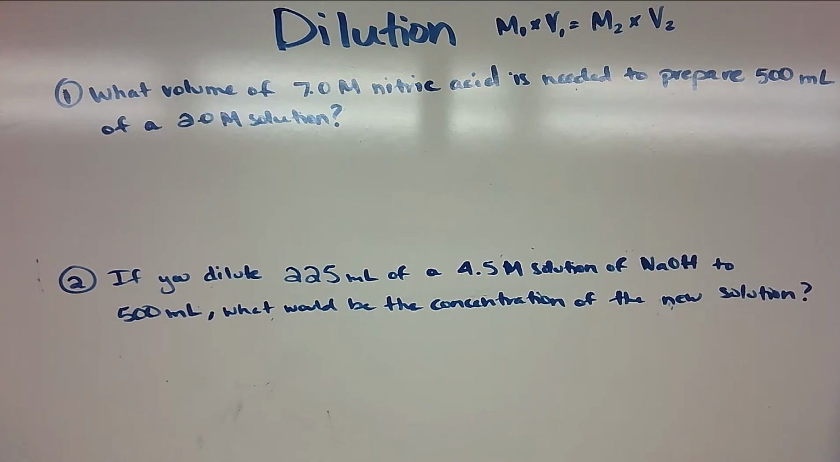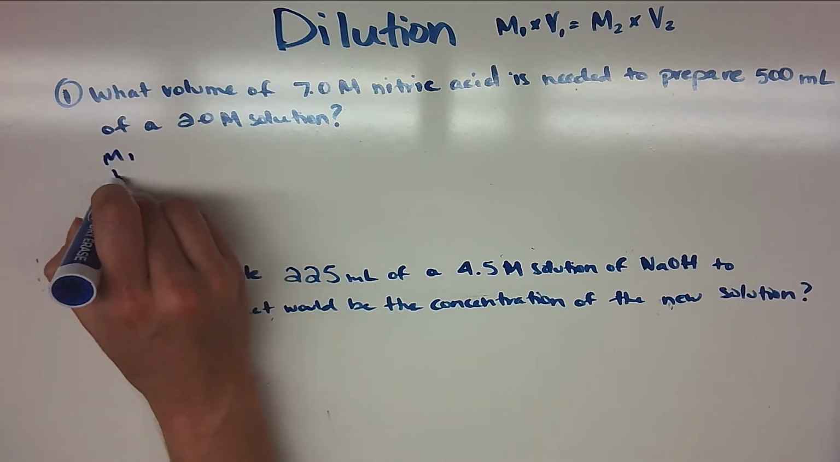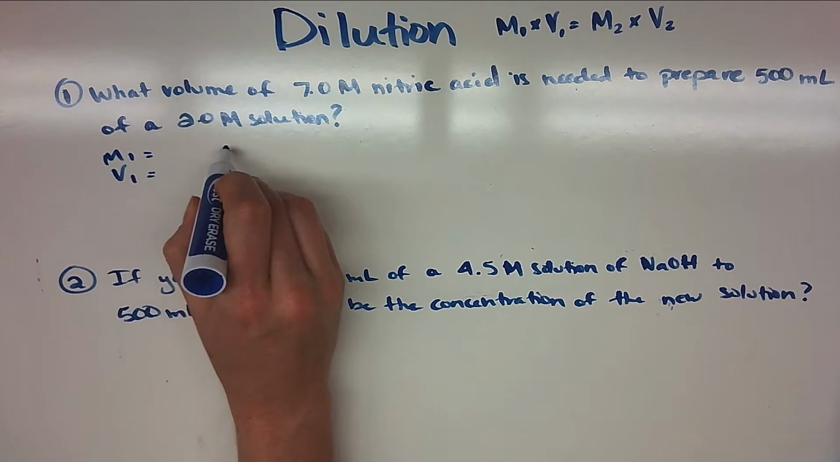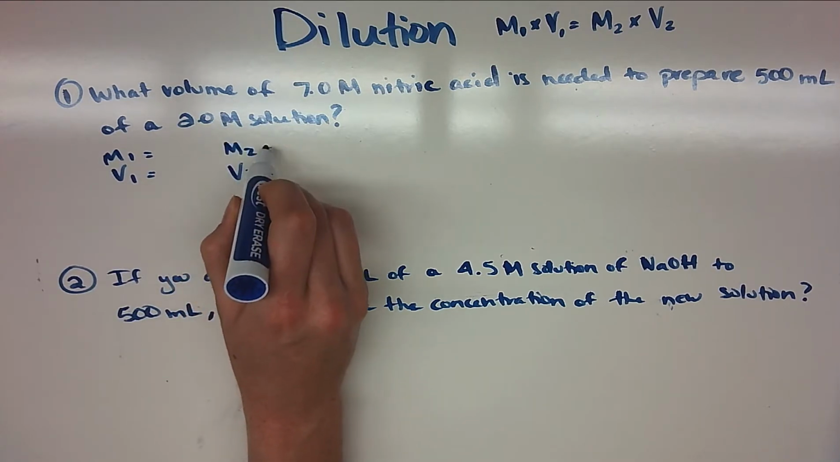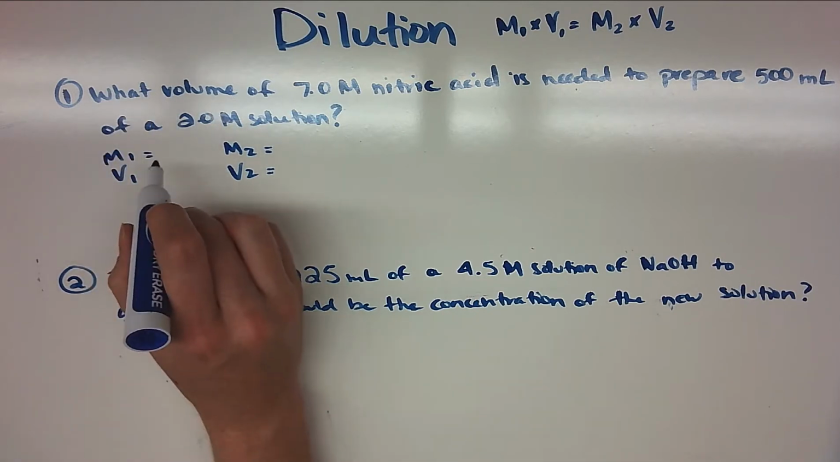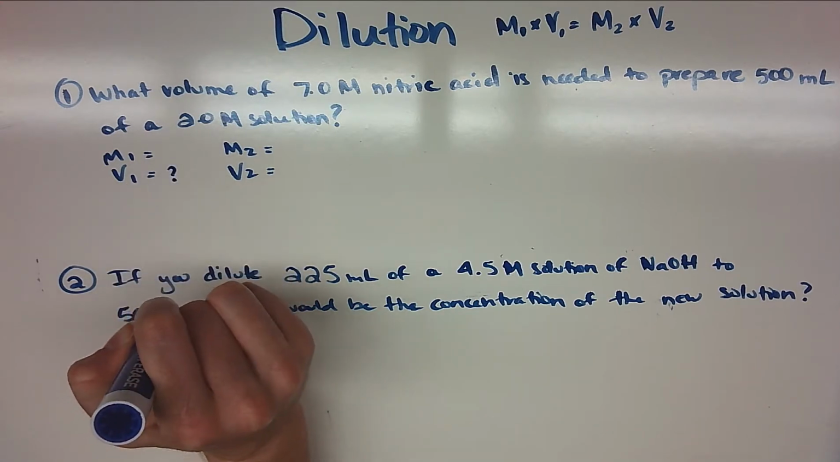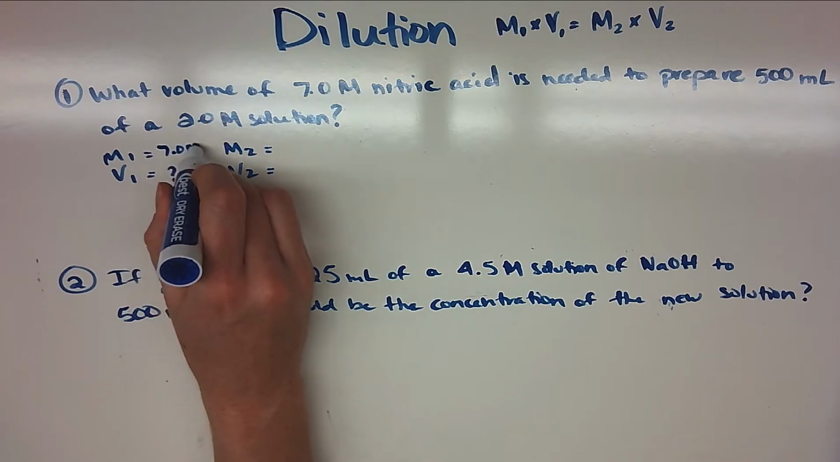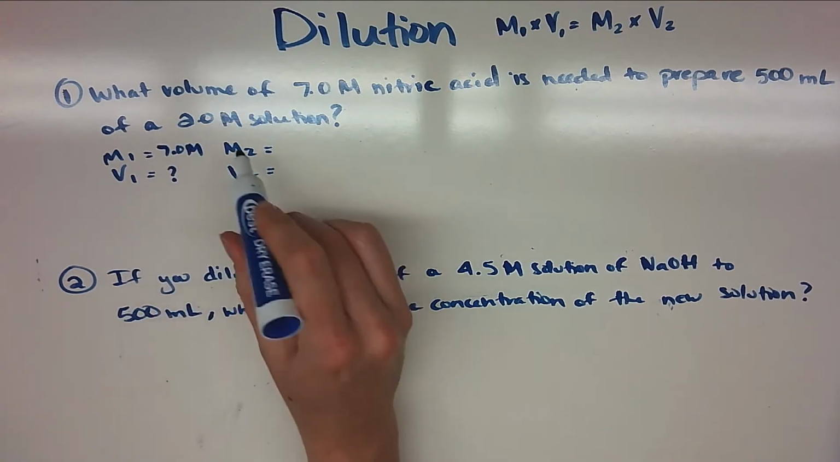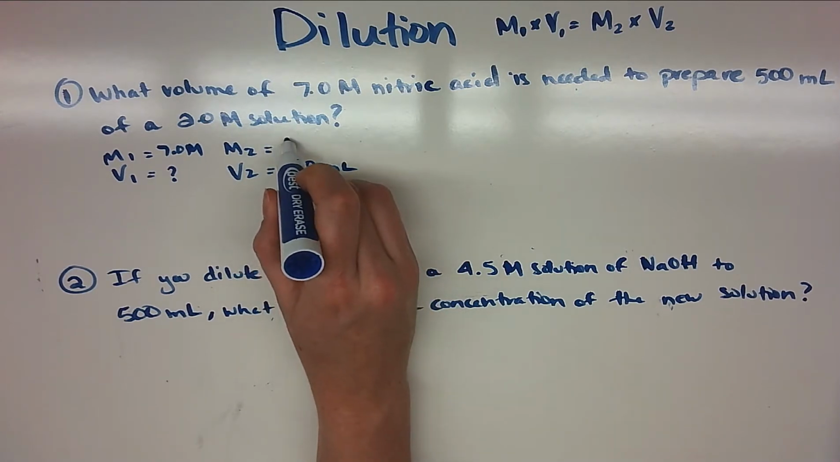Number one, what volume of 7 molar nitric acid is needed to prepare 500 milliliters of a 2 molar solution? So let's first figure out what we have and what we are looking for. Since this is up first, we're asked what volume of a 7 molar solution, so we're just going to make that our initial volume. What volume of a 7 molar solution would we need to prepare 500 mils of a 2 molar solution?